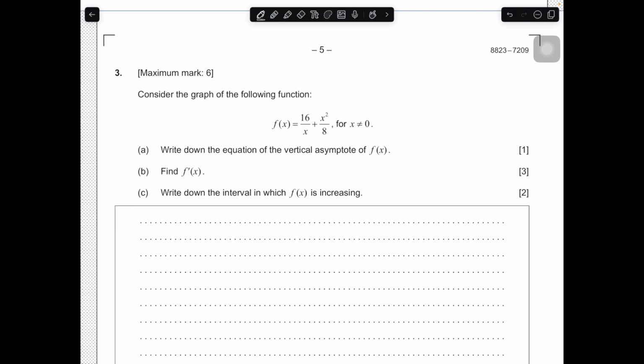All right. Okay, question 3. Consider the graph of the following function. f of x is equal to 16 over x plus x squared over 8 for x does not equal 0. And this is actually kind of important: x does not equal 0.